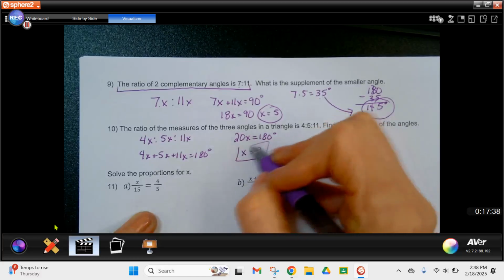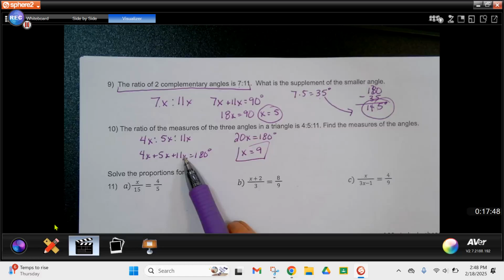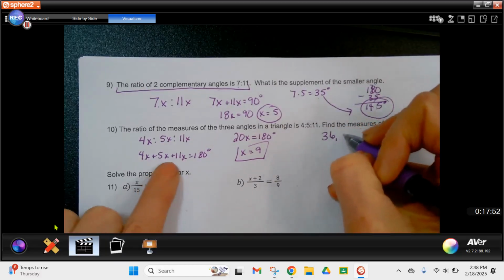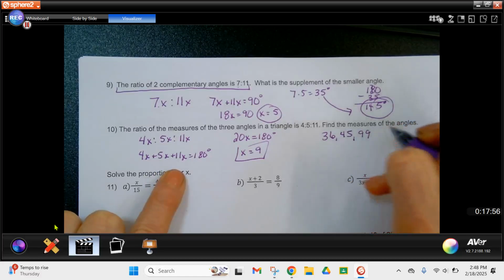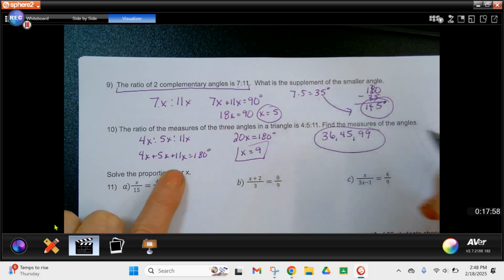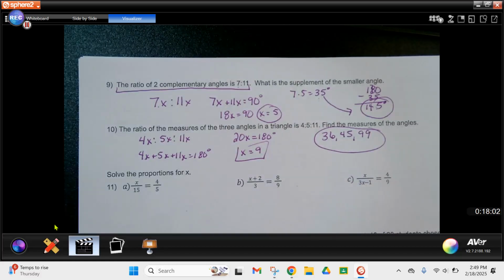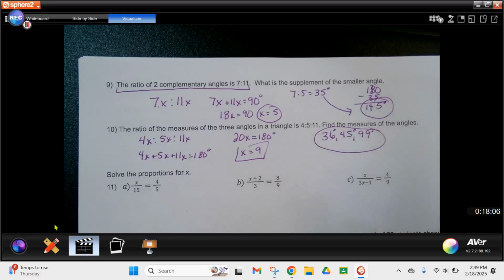Okay, so we've solved for the x that we're multiplying everything by. Now, to find the measures of the angles, we'll take 4 and multiply it by 9, then take 5 and multiply it by 9, and then take 11 and multiply it by 9, and we'll get all three angles. So that's 36, 45, and 99. And if you add those all up, they will add up to 180. These are the angles of the triangle, in degrees.